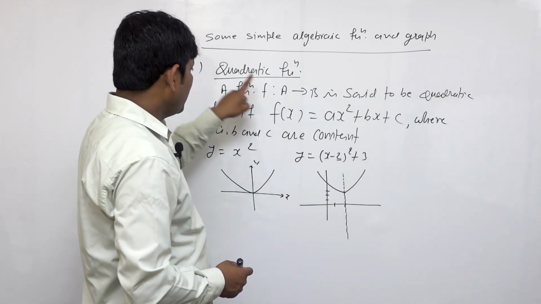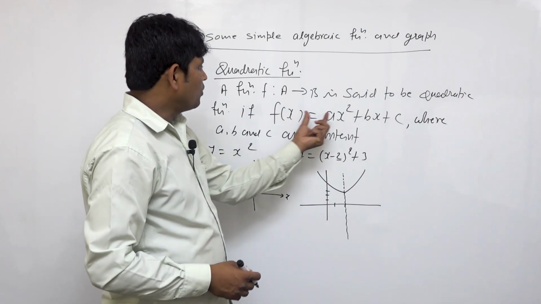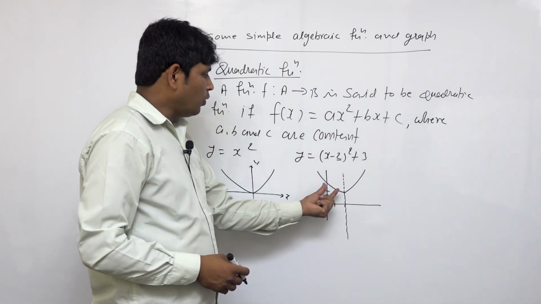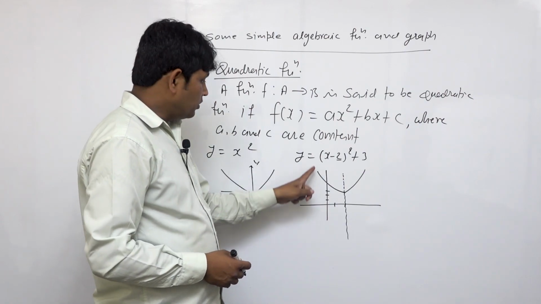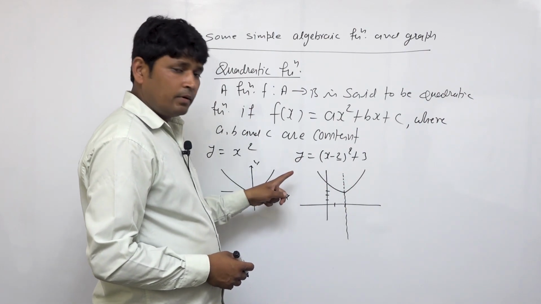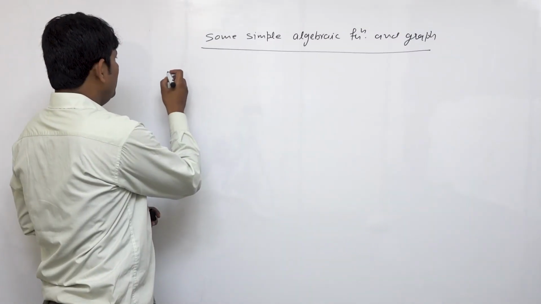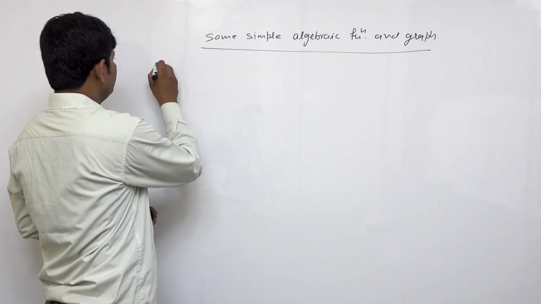So this way you can understand what is called a quadratic function and what type of graph a quadratic function has. So this way we can draw the graph of a quadratic function. Now another one is the cubic function.